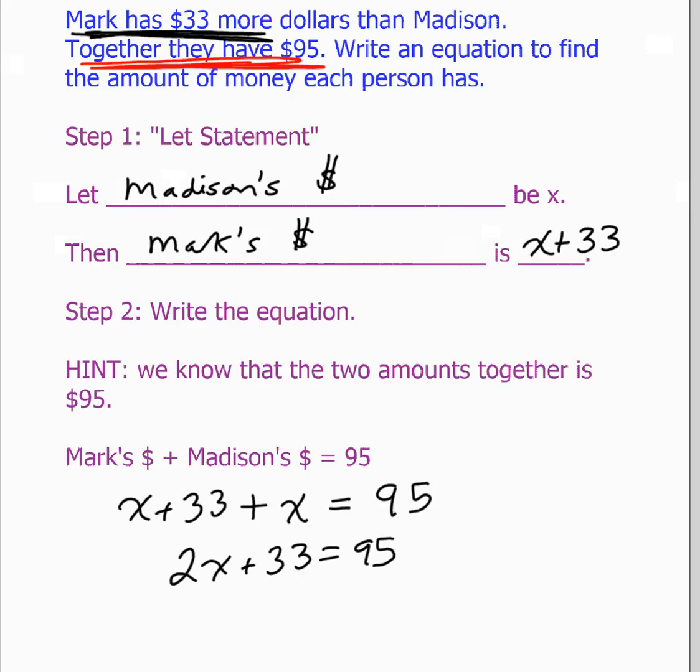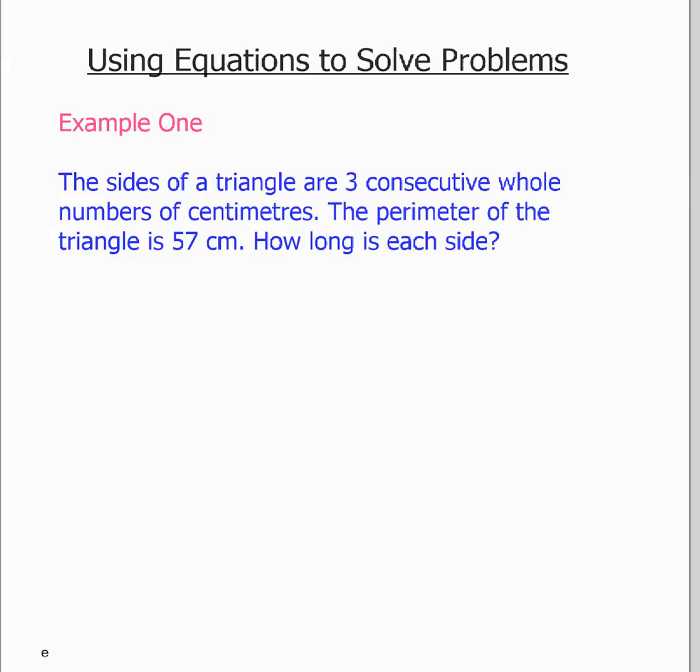So let's look at one that we're going to solve incompletely, and one that isn't structured in this way, because typically you're not going to have questions with fill in the blanks. You're going to have to do that yourself. Here is an example that I want you to read. The sides of a triangle are 3 consecutive whole numbers of centimeters, and it tells you what the perimeter is, and then it asks you to find each side. This one's a little bit tricky, because it doesn't say one side is 2 more than the other, or the third side is 5 less than the first side. And it uses this word consecutive whole numbers.